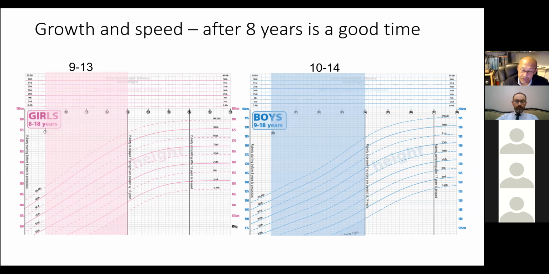It can be used earlier and it can be used later, but the caveat about using later is you should usually ensure that you have at least 2 to 3 years of growth remaining, because if you don't have enough growth remaining, then guided growth will not have enough time to achieve a full correction.